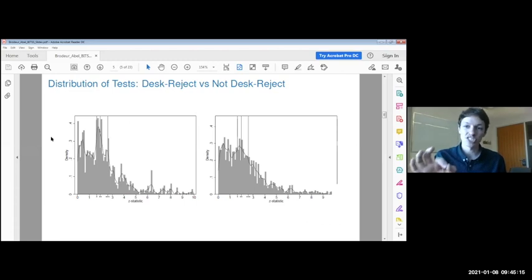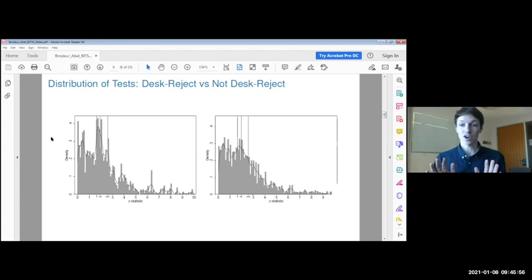This is at the editor stage, when they receive the manuscript. Is it going to be desk rejected? That is on the left-hand side of this slide. Or is it not going to be desk rejected, on the right-hand side? Not desk rejected includes rejected by reviewers or accepted. And here what you see is that when it's desk rejected, there's much more of a spike close to 1.96 and 1.65. Editors are actually sniffing out papers that are marginally statistically significant. So papers with statistically significant estimates that are borderline significant, editors don't seem to like them too much.